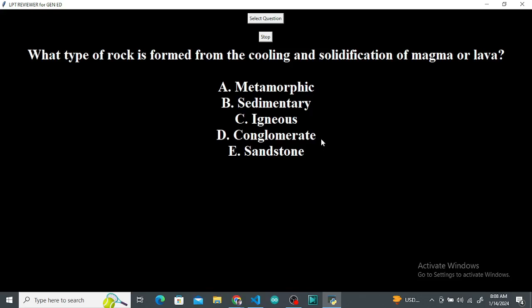What type of rock is formed from the cooling and solidification of magma or lava? A. Metamorphic. B. Sedimentary. C. Igneous. D. Conglomerate. E. Sandstone. The correct answer is igneous.